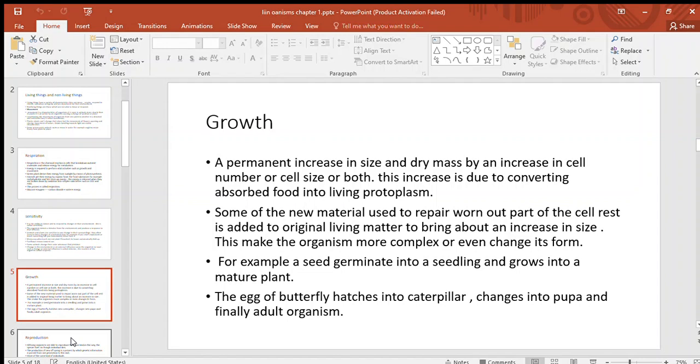For example, if we take the example of a seed, it germinates into a seedling and grows into a mature plant. It uses the stored food. The embryo in the seed uses stored food. The egg of a butterfly hatches into a caterpillar, changes into a pupa, and then finally the adult organism.